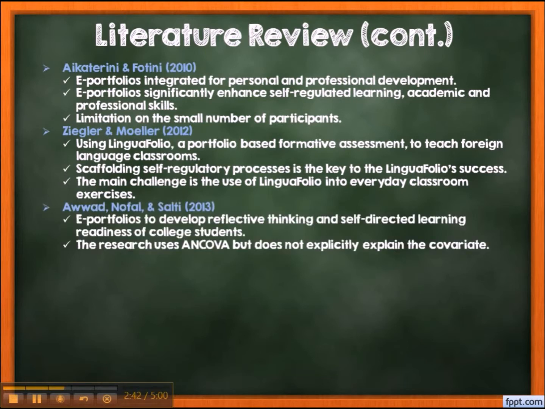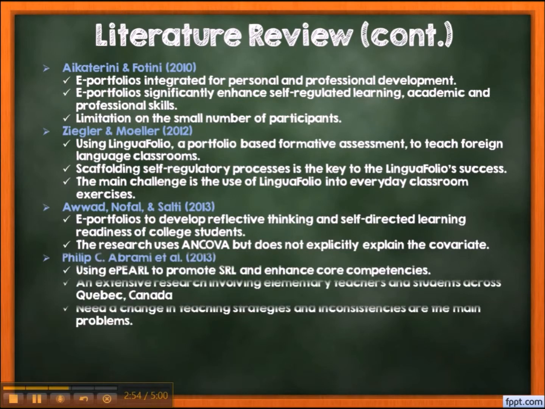The next one is from Awad and Nevine El-Sakka. They found out that e-portfolios develop reflective thinking and self-directed learning readiness of college students. The research uses ANCOVA but does not explicitly explain the covariate.